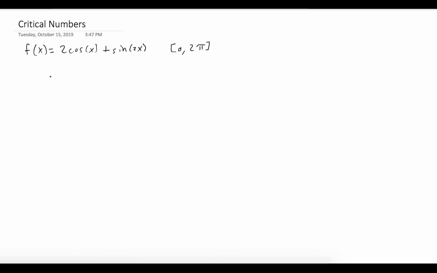Okay, so to find the critical numbers, remember the critical numbers are when the derivative of the function is equal to 0 or it's undefined. So we should first take the derivative. F prime of x is equal to, so the derivative of 2 cosine of x is negative 2 sine of x. And the derivative of sine of 2x is 2 cosine of 2x. And we want to find when this is equal to 0.